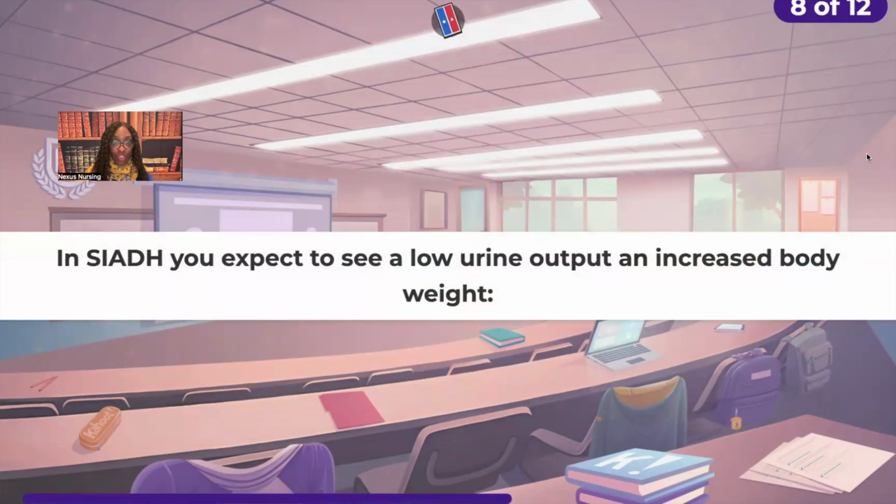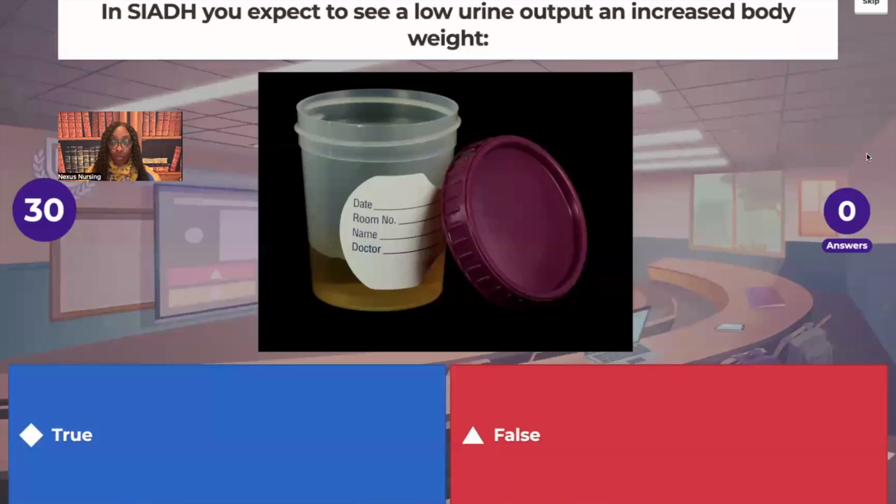In SIADH, you expect to see a low urine output and increased body weight. Okay, so in SIADH, you would expect to see a low urine output and an increased body weight. Is this true or is this false?